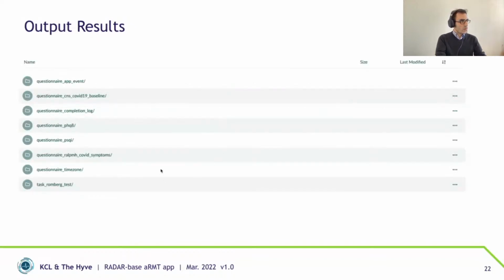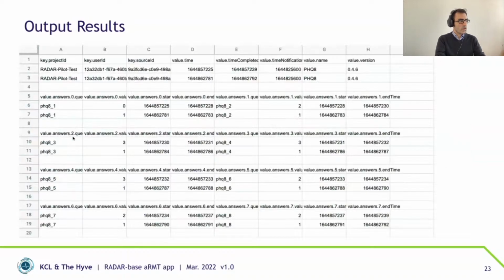This is a screenshot from the output results. For example, we can see these are all different topics, and all the data is stored there in a CSV file, and the CSV file looks something like this. You can see all the questions and answers with the values and timestamps that are generated by the app and sent in the Kafka message to the platform.